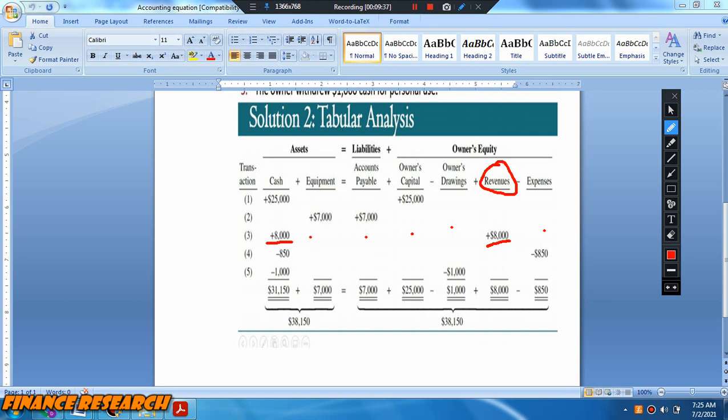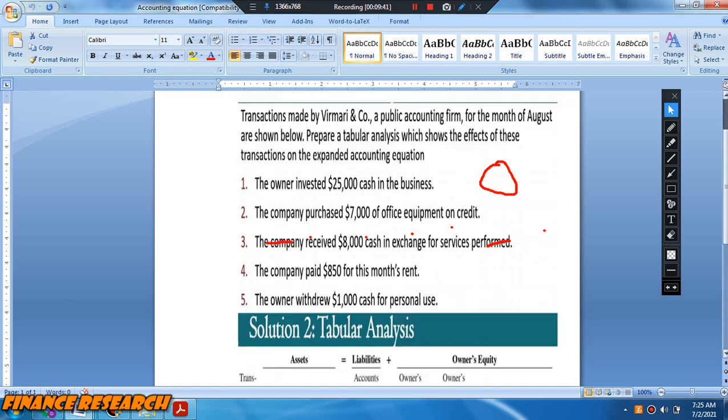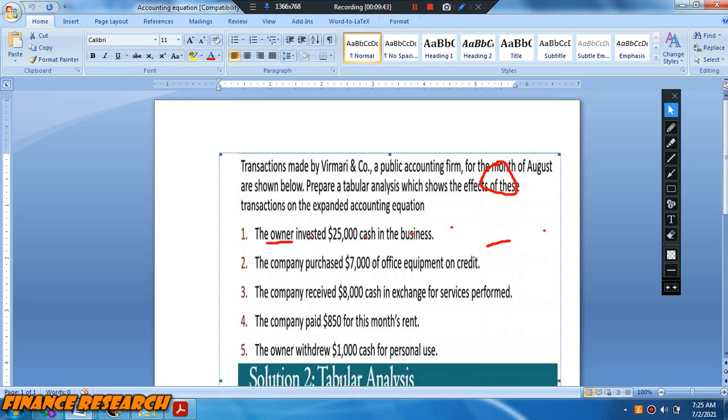We will just quickly take a look at what exactly our fourth transaction is. The fourth transaction is the company paid $850 for this month's rent, ijar. The company paid cash, obviously cash, because if it had remained unpaid, they would have mentioned it. They have not mentioned anything, so that means they have paid rent in cash, $850.